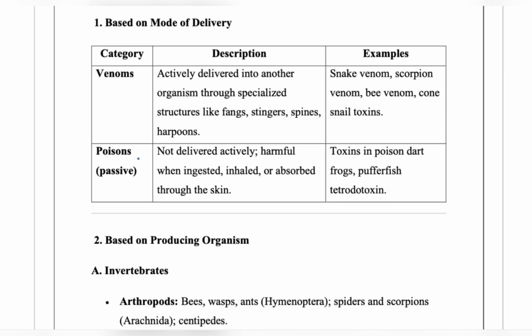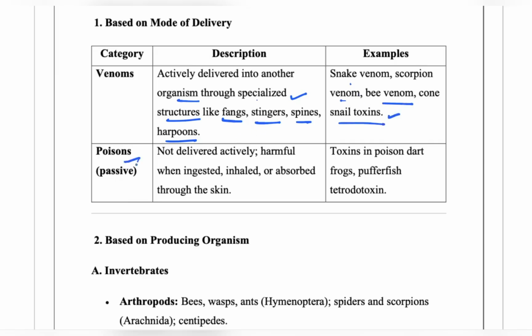First is the venom, and then this is poison, right? Venom is actively delivered into another organism, as I have told you earlier, through a specialized structure. For example, in snakes you have fangs, in honeybees or other bees you have stingers, spines, harpoons. Take care, these are different structures which are specialized for that particular organism, and are used to deliver the venom into another organism, right? Snake venom, scorpion venom, bee venom, cone snail toxin, all are included under the category of venoms.